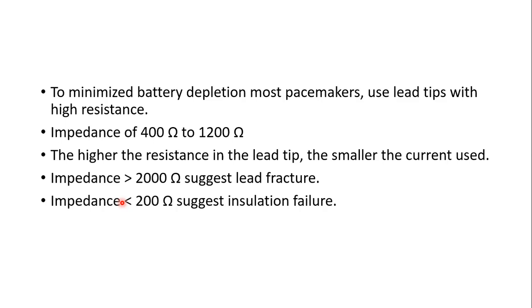Usually the impedance in most pacemakers ranges from 400 ohms to 1,200 ohms. Even though there are other books that say the impedance should be from 300 to 1,500, and I've seen a particular book that says from 400 to 1,000 ohms. So it depends on the books you are reading, but this is what the European guideline on pacing 2021 gave. Once you begin to notice that the impedance on the device is going above 2,000, it suggests that there may be a lead fracture, and an impedance of less than 200 ohms suggests insulation failure.